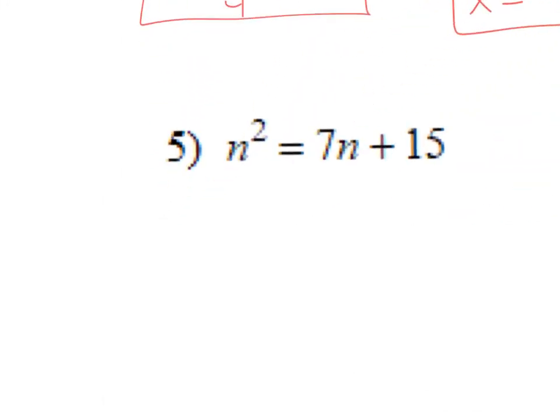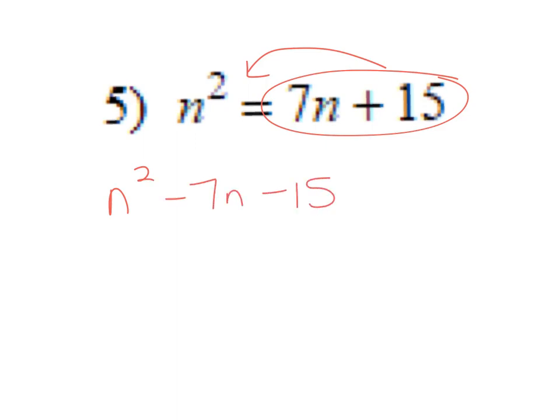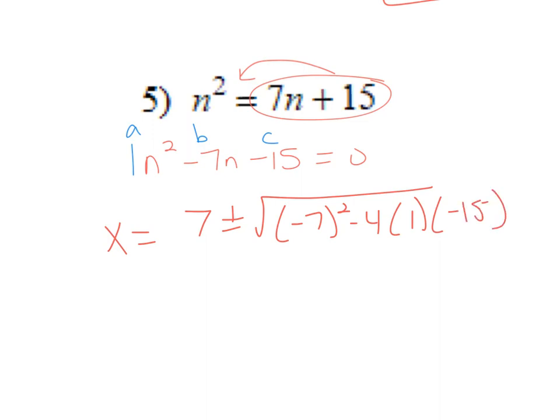All right, number 5, go ahead and set equals 0. It doesn't really matter which way you move it. I have a tendency to always move this guy over to here because I try to leave that n squared positive. So I'll have n squared minus 7n minus 15 equals 0. So now I've got A is a 1, right? There's an A up front is your 1. B is -7, and C is -15. So x equals the opposite of b, so 7 plus or minus the square root of b squared, so -7 squared minus 4 times a times c, all over 2 times 1.